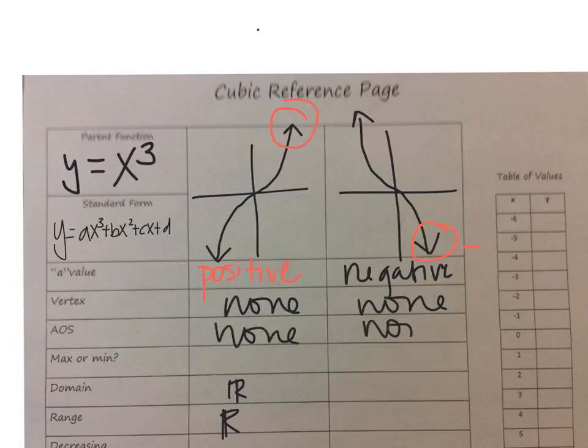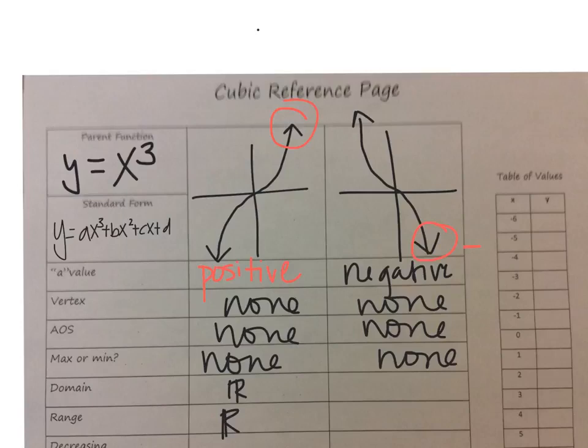Is there a maximum or minimum for this function? No. Nope. So we're going to have a lot of nones today. And that's okay, because it's important to understand why these words don't apply, why this cubic function doesn't have these things.